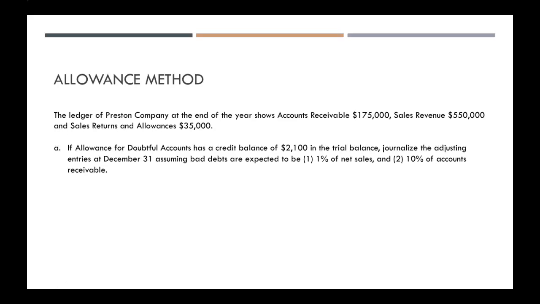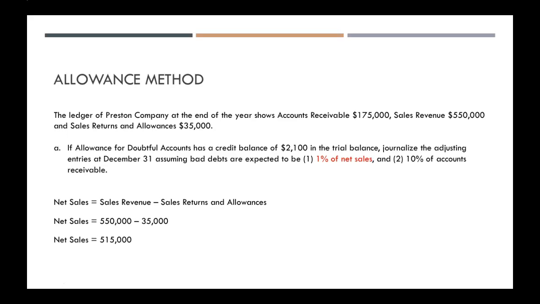So before we even start thinking about the adjusting entry itself and the journal entry, we need to first figure out the numbers to use in this entry. So we're first working on this 1% of net sales. Well, we weren't given net sales, but we were given the pieces to find net sales. So we take our sales revenue and we subtract out our sales returns and allowances. So $550,000 minus $35,000, and your net sales will be $515,000.